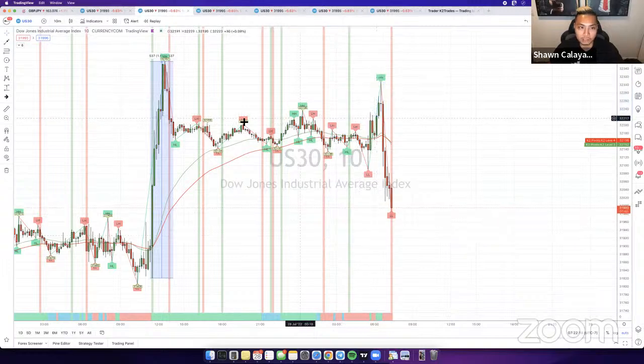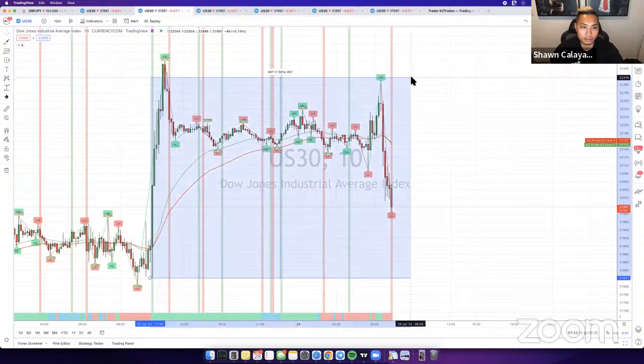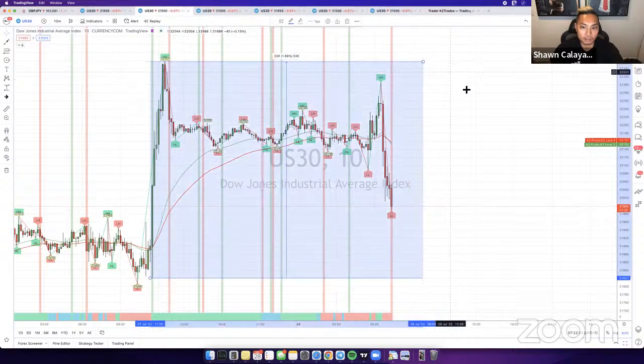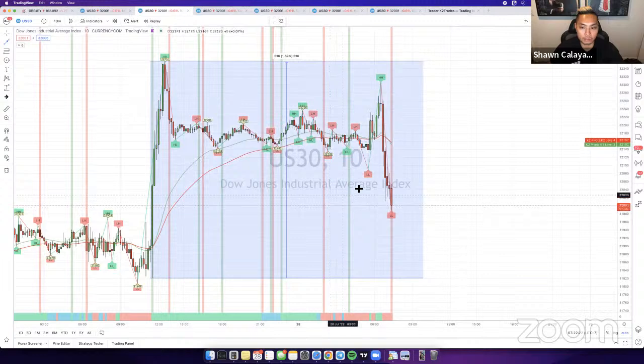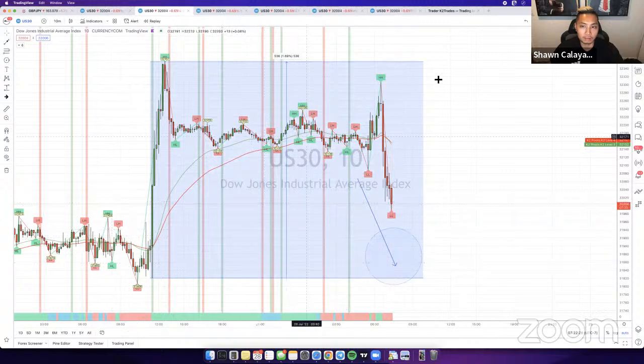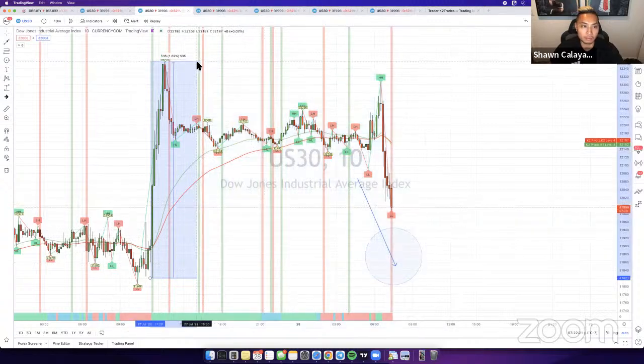So basically price is just correcting back down to fill this gap here, this push up, right? So as price continues to push down, this would be your target area, this area, for it to fill this movement here. So just keep that in mind if you guys are still trading.